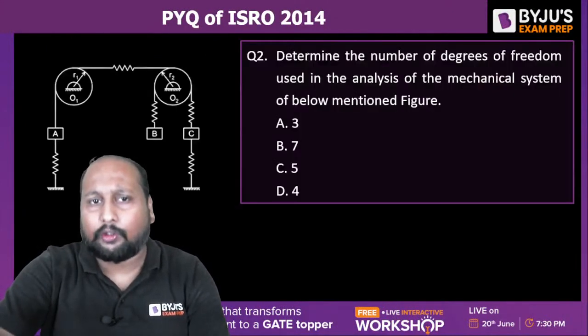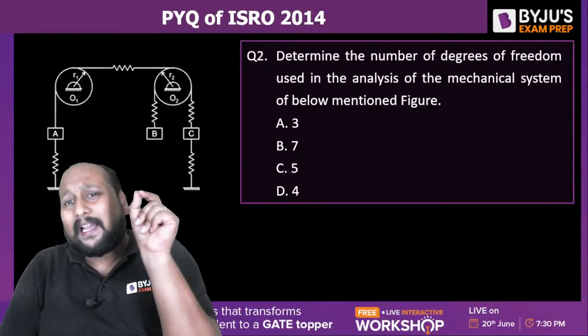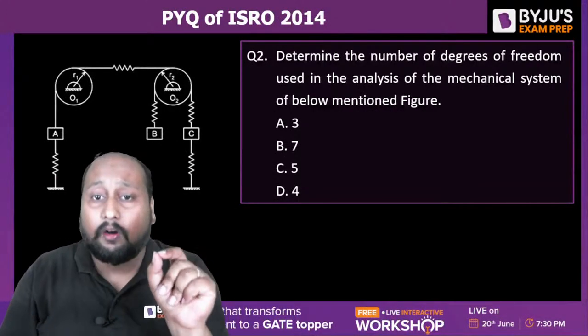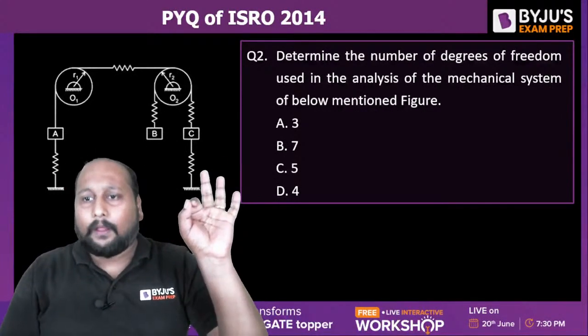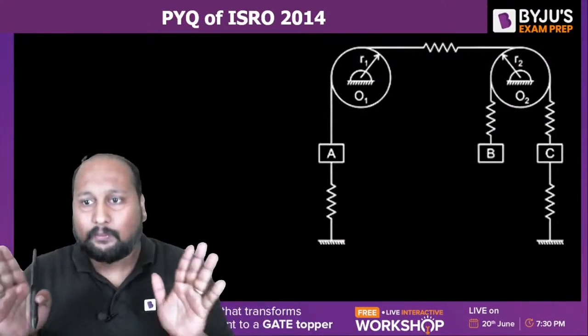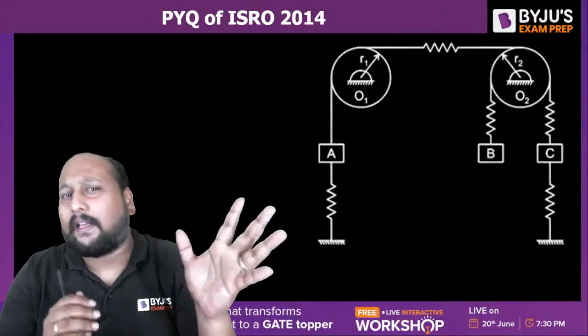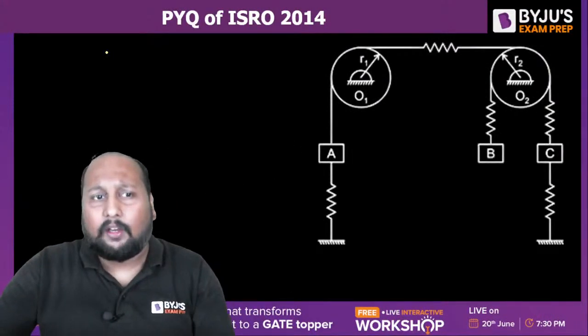Chalo, next question. Question number 2 on the screen. Determine the number of degrees of freedom used in the analysis of the mechanical system mentioned below. Quickly, what will be the degree of freedom of this particular system shown in the figure? 10 seconds. Chalo, 20 seconds, not more than that. What is the degree of freedom?